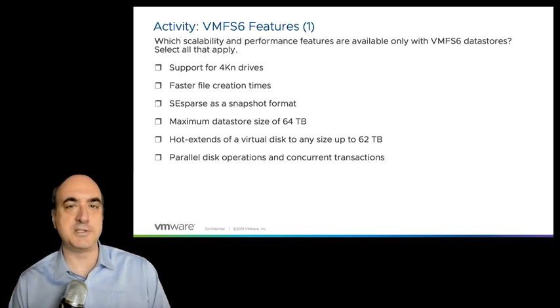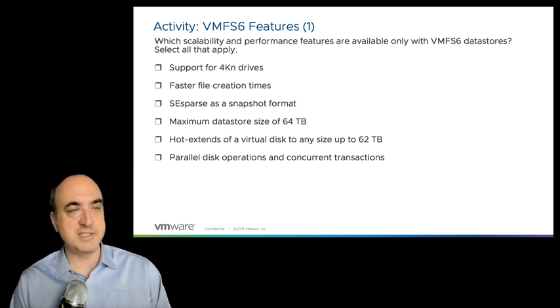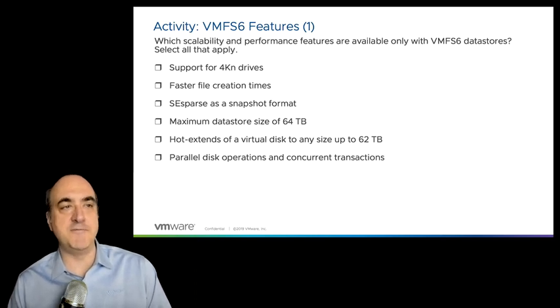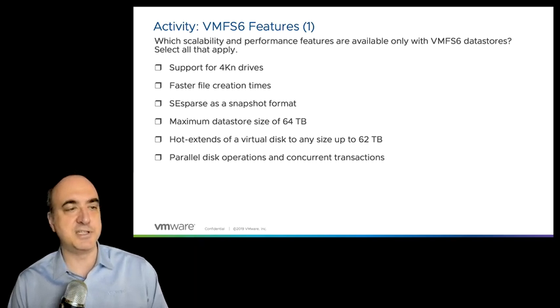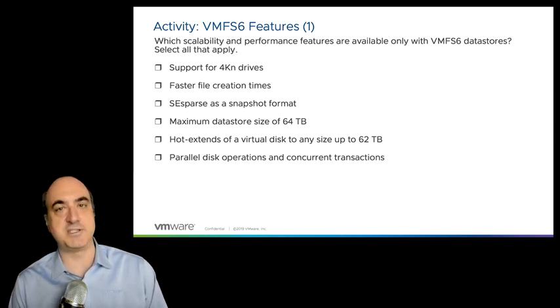Before we end our lesson, let's do one quick activity, just to make sure everybody's paying attention. Amongst the things we just talked about, which of the scalability and performance features are available only with a VMFS 6 data store? We talked about a bunch of these. There's support for 4K native drives. There's faster creation times for files. There's SE sparse format as a snapshot format. There's a maximum data store size of 64 terabytes. There's the ability to hot extend a virtual disk to any size up to 62 terabytes, and parallel disk operations and concurrent transactions. Which of these are exclusive to VMFS 6?